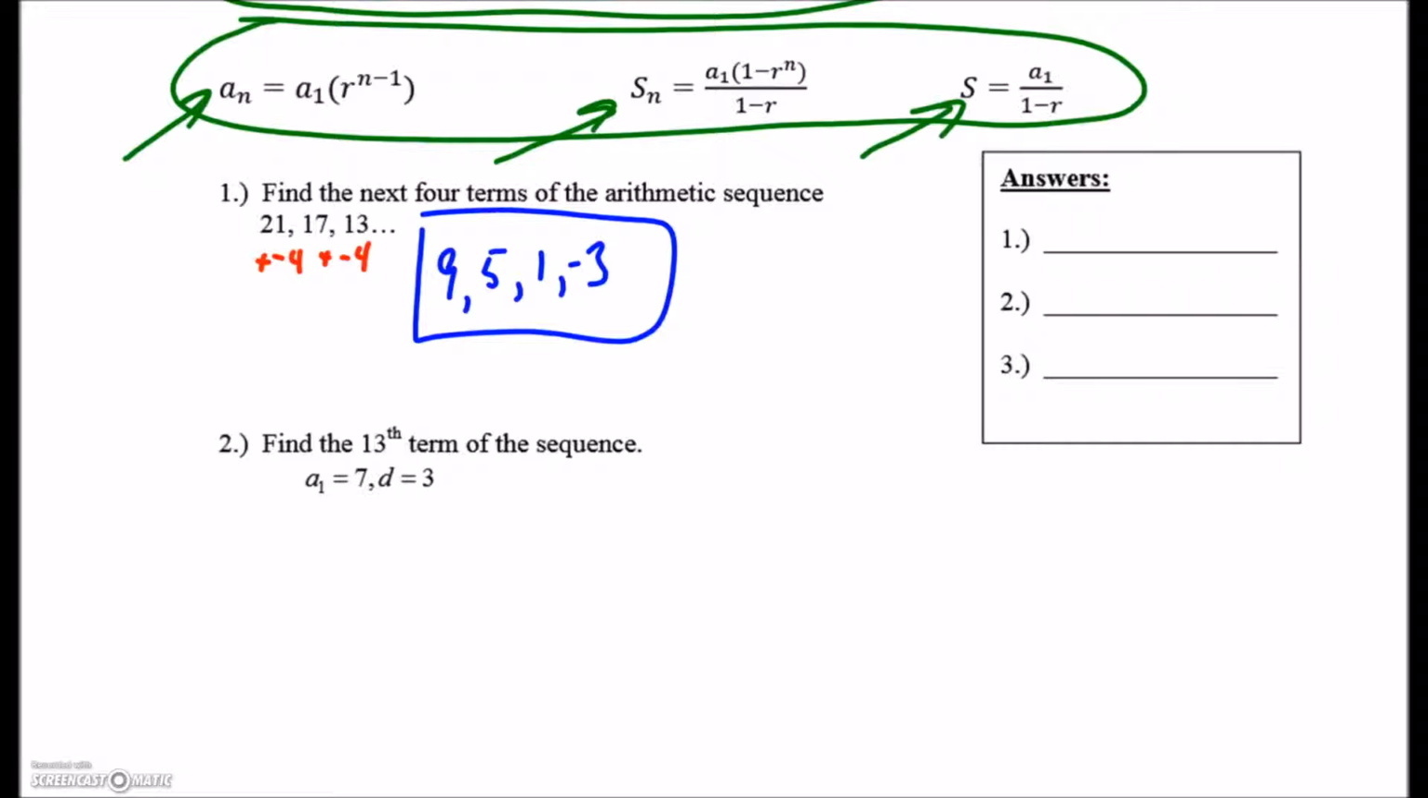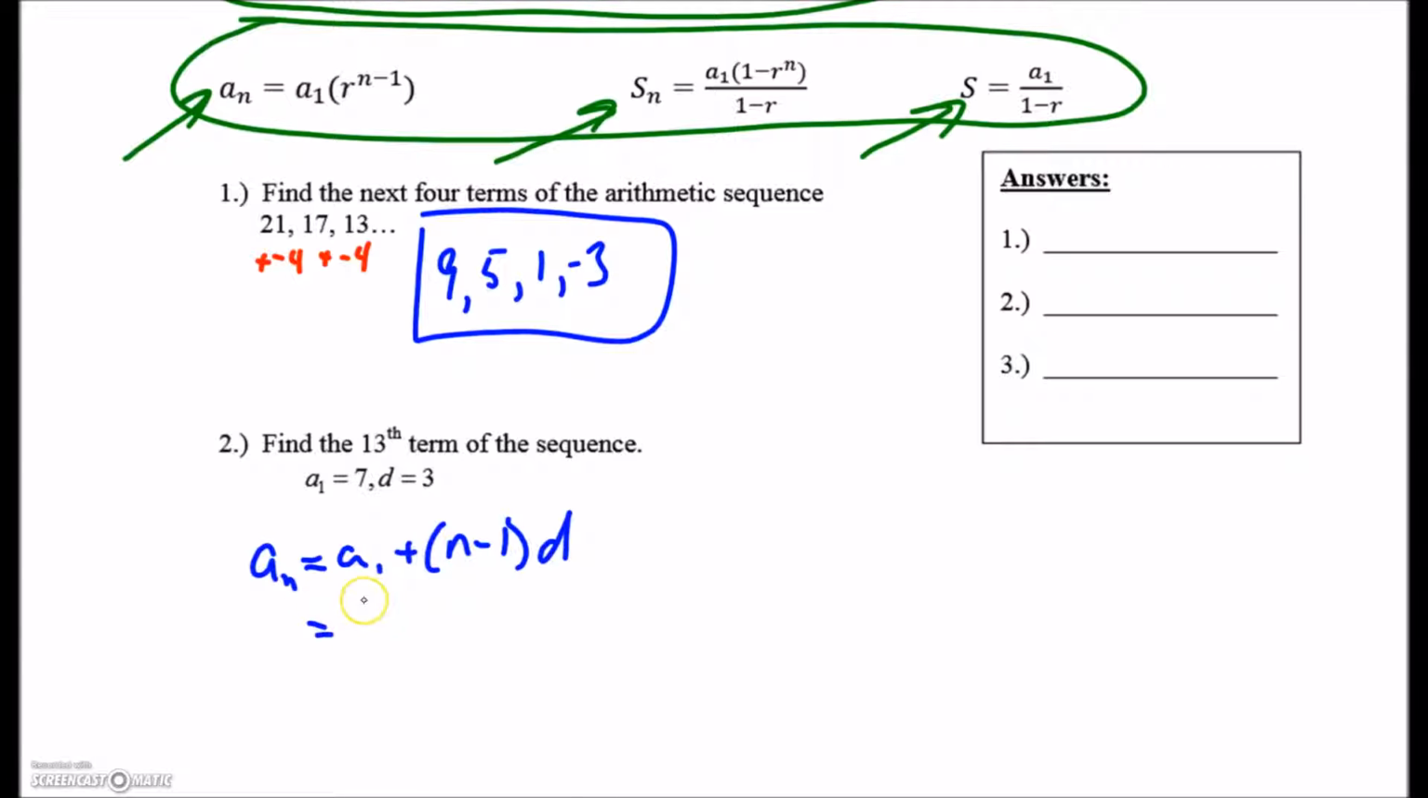If I look at the next one, it says find the 13th term of the sequence. So I'm just looking for a term here, and I can tell that this one's arithmetic because of the d value. That gives away that it's arithmetic. And so I'm going to use my arithmetic formula, which is a sub n equals a sub 1 plus n minus 1 times d. And I know I'm using this arithmetic formula because I'm not looking for a sum, I'm just looking for a term, and that's what this formula is for.